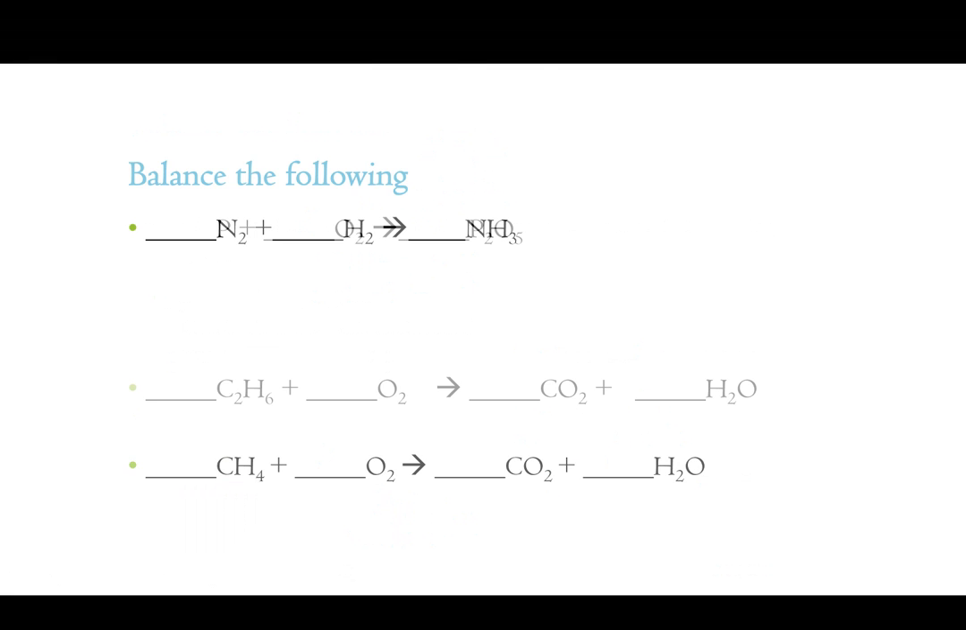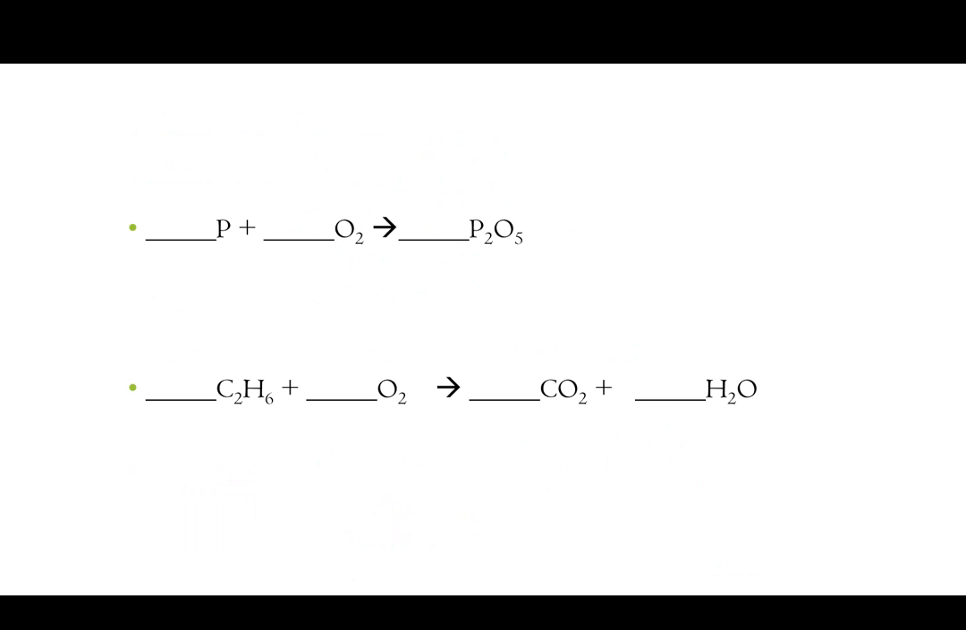This next one just has phosphorus and oxygen. So probably you'd start by putting a 2 there to balance your phosphorus. But you have 2 oxygens on one side, you have 5 oxygens on the other. There's nothing I can put on that reactant side that's going to make that 5. We have to balance with whole numbers.